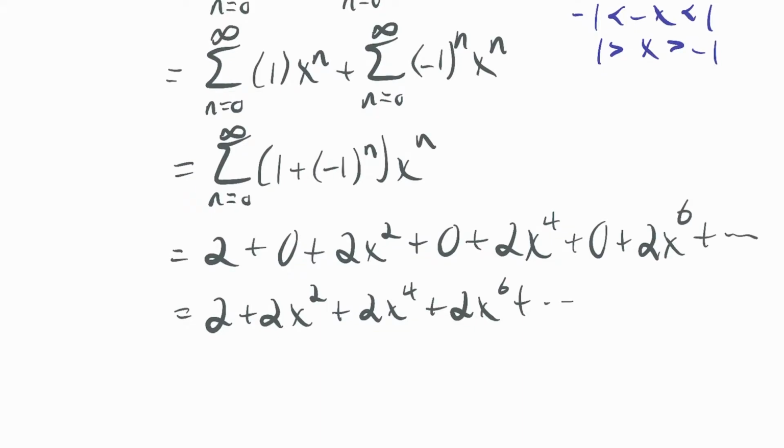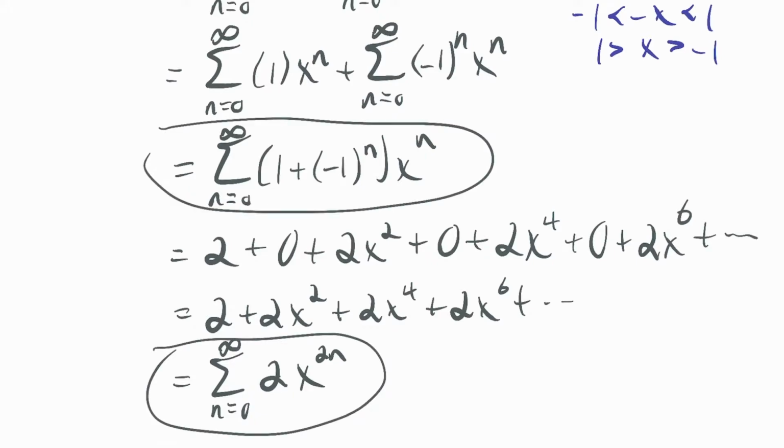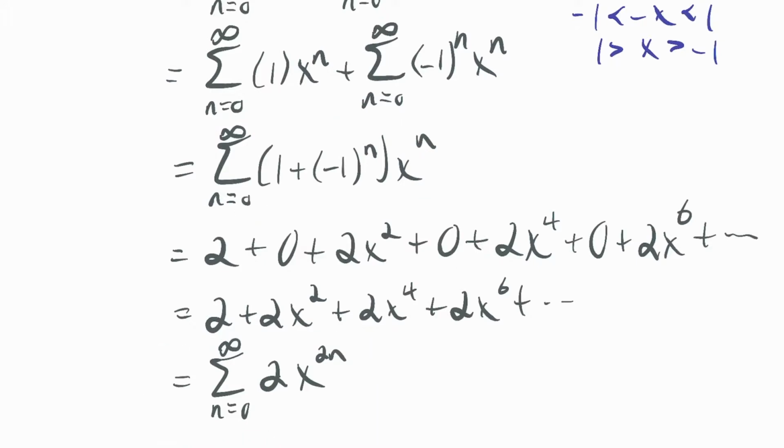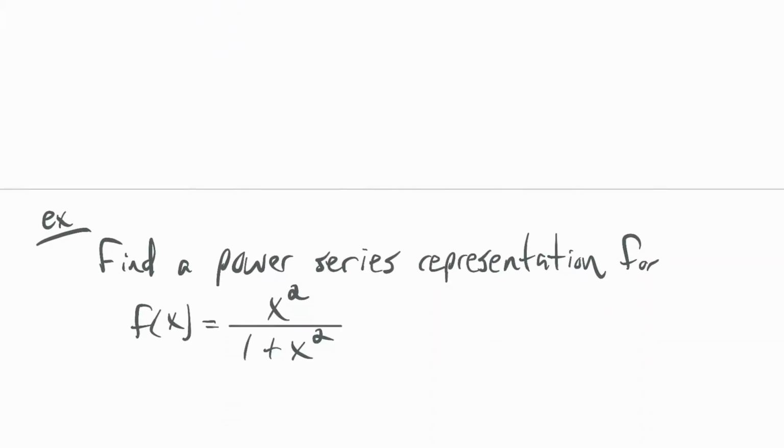So if I want, I could write this as the series as n goes from 0 to infinity of 2 times x to the 2n power. If I want something more compact, this is an equivalent way to write the same thing. Okay, next example.